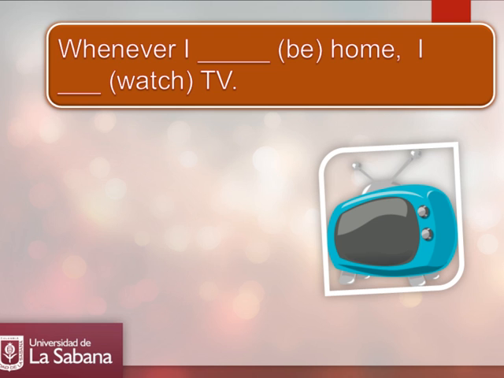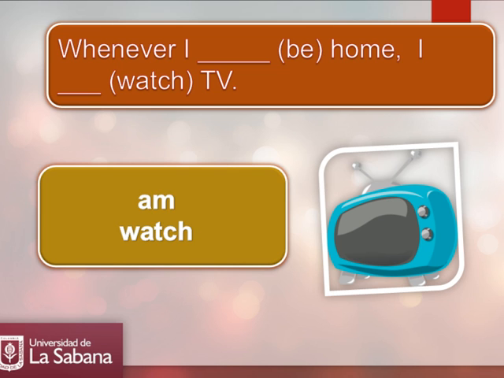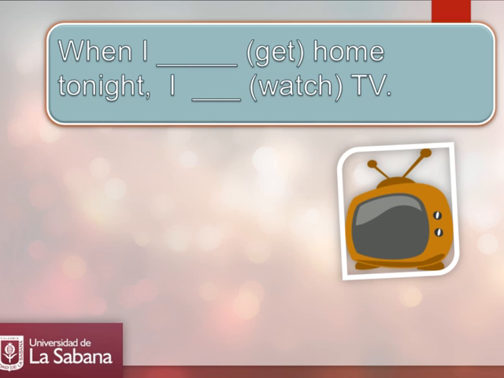Let's try another one. Once again, pause the video if you need more time. And this one should be easy for you, and you should get, whenever I am at home, I watch TV. Once again, whenever gives us the clue that it is something that happens all the time. So it is conditional type 0, present simple and present simple. And the verb be in the present simple is am, is, and are.